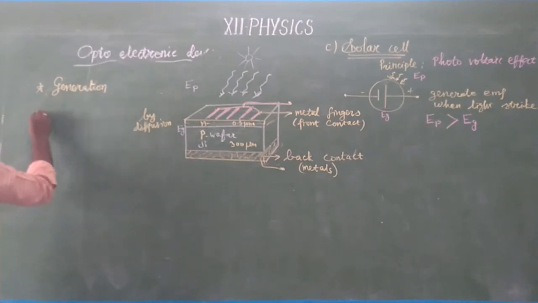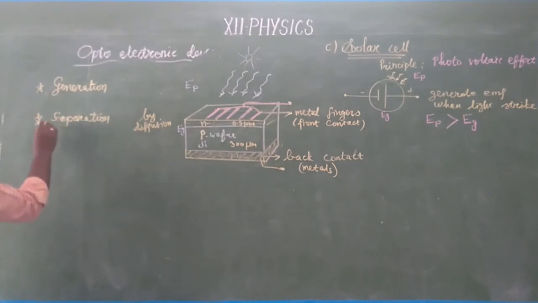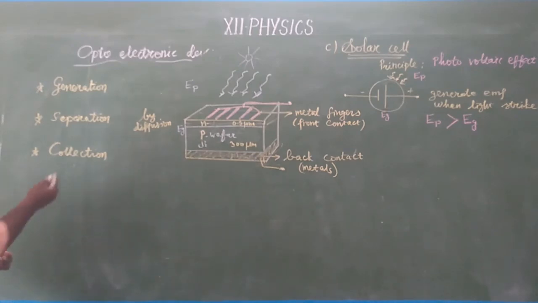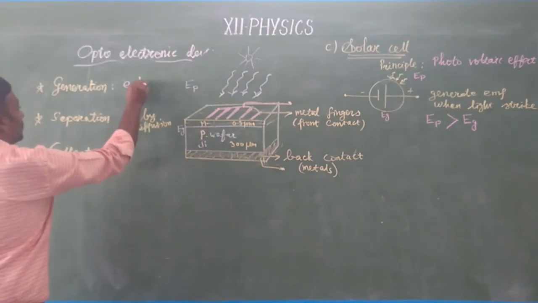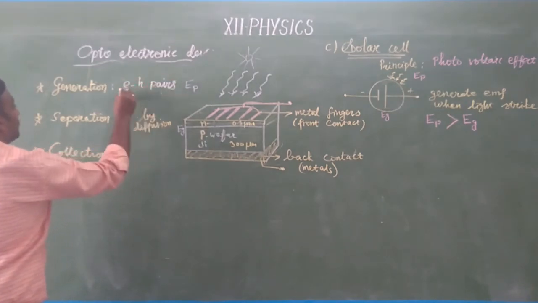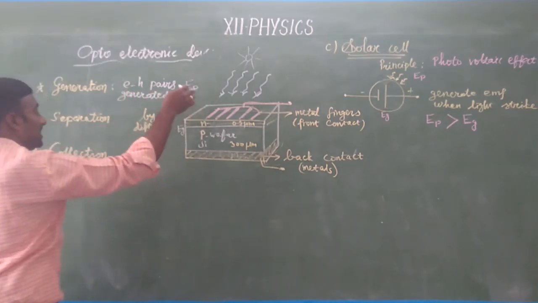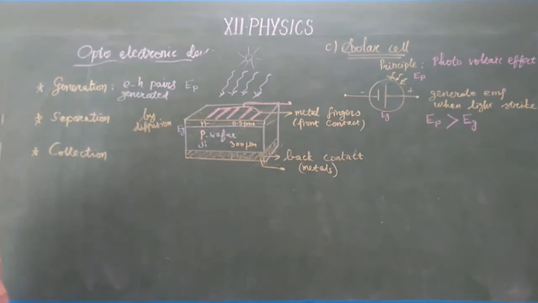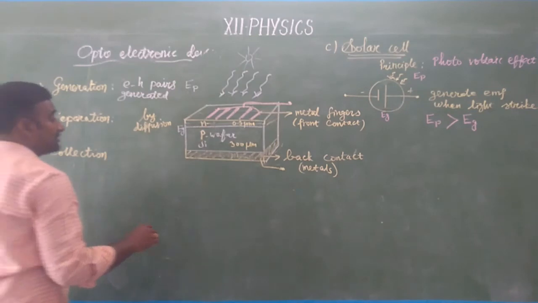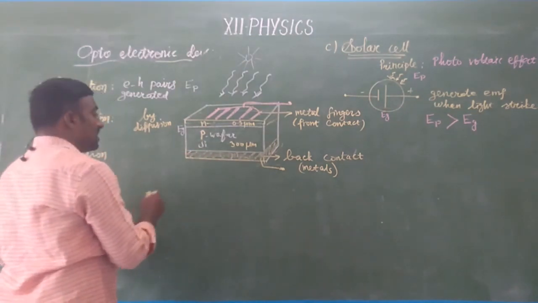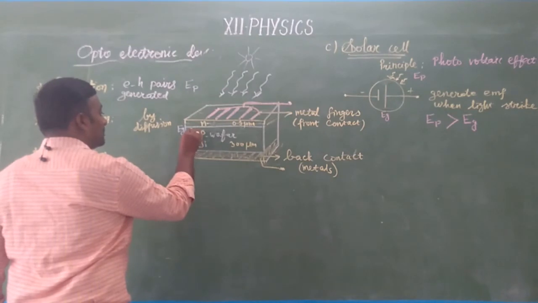Generation, separation and collection. These are the three important processes carried out in the solar cell panel. First, generation. What does it generate? It's nothing but carriers. The electron hole pairs are generated. When light of suitable energy strikes the surface, the electrons move inside the panel, towards the N side.